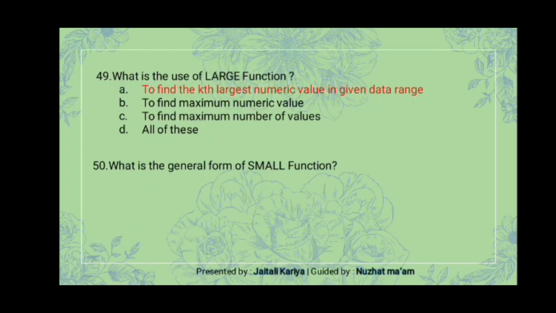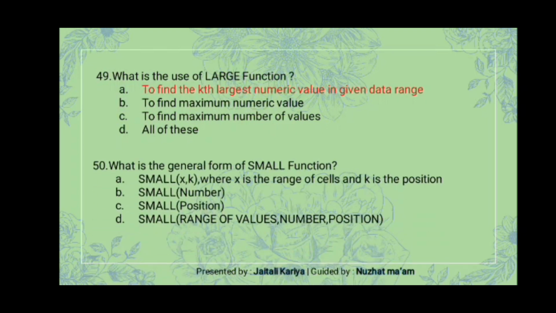50. What is the general form of small function? A, small into the bracket x and k, where x is the range of cells and k is the position. B, small into the bracket number, C, small into the bracket position, and D, small into the bracket range of values, number, and position, and the correct answer is A, that is small into the bracket x and k. 51. The numbers specified are considered in which order while using large function? A, descending, B, ascending, C, as given in function, and D, original order, and the correct answer is A, that is descending.